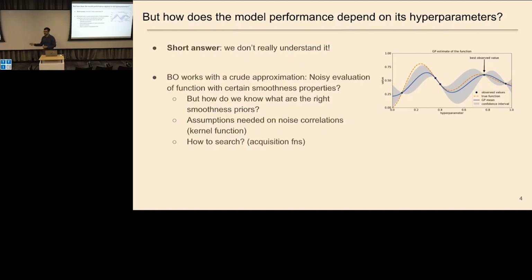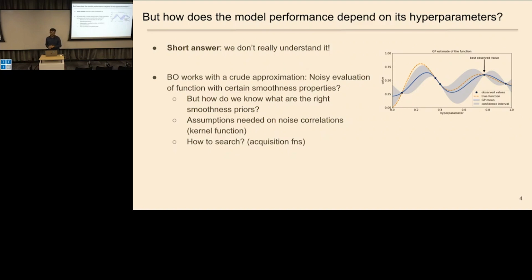So what do people do in the absence of such an understanding? You do some crude approximation. You assume your function, your behavior of your algorithm as a function of the hyperparameter, is some noisy evaluation of some function with some smoothness properties, which you just assume out of nowhere.